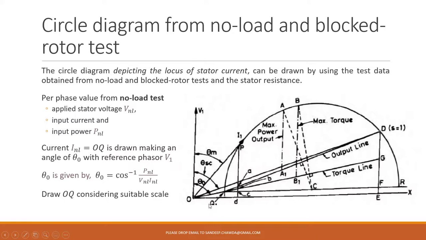It can be shown here by drawing this line OQ. Here is your reference line, V1, and then this OQ, which represents your no load current, can be drawn at an angle of theta 0. The angle between V1 and the no load current is theta 0, which is your no load power factor angle, given by theta 0 equal to cos inverse of PNL divided by VNL into INL. You can consider a suitable scale to represent that value.